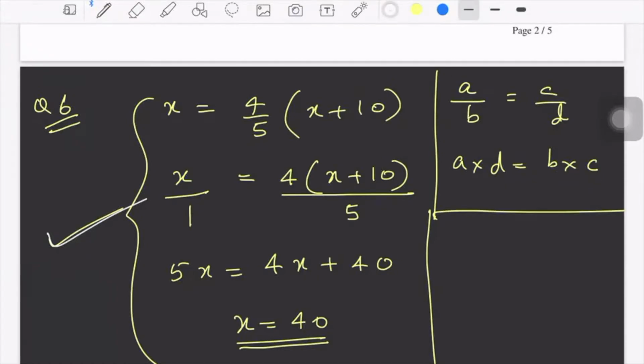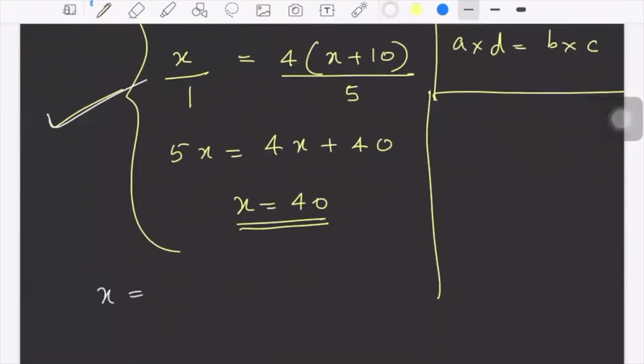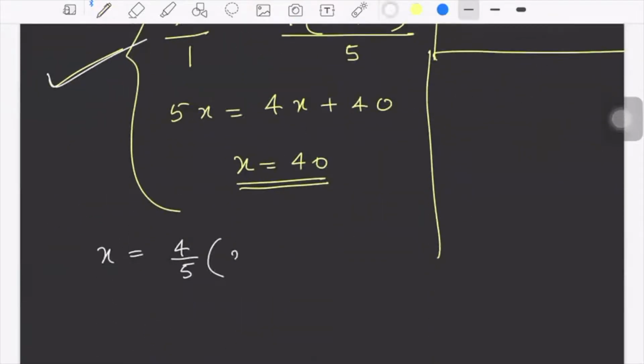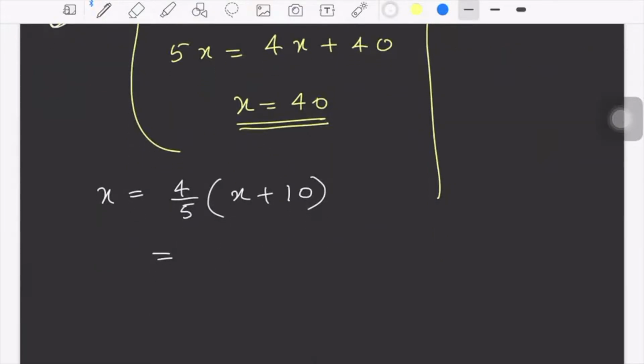Now, suppose you had thought about fractions. So let's say you have x is equal to 4 by 5 into x plus 10. Now you're thinking that you have to deal with fractions. So on the RHS, you expand using the distributive property: 4 by 5 times x plus 40 divided by 5.